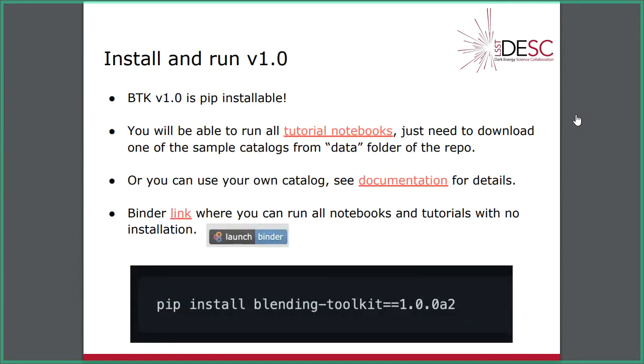So now that we're standardizing some features and adding documentation, we also made it easy to use. It's quick to install. We have a set of tutorial notebooks. We have documentation. And we also have a Binder link, which you can just click and run without installing anything and play with it. And that's how you would pip install it. Next slide, please.